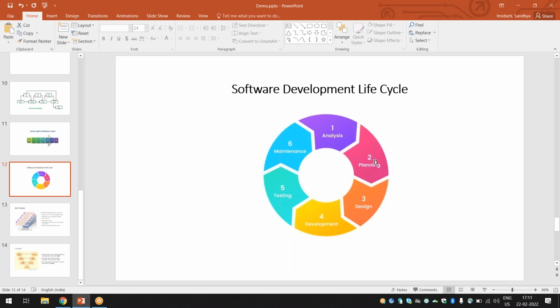And then the next phase is planning. In this planning phase, mainly the project manager or the test manager will be involved, so that after analyzing the requirements gathered by the business analyst team, they will mainly prepare a project plan. Project plan means when the project has to be started and when the project has to be ended. A high level plan would be prepared by the project manager in this phase.